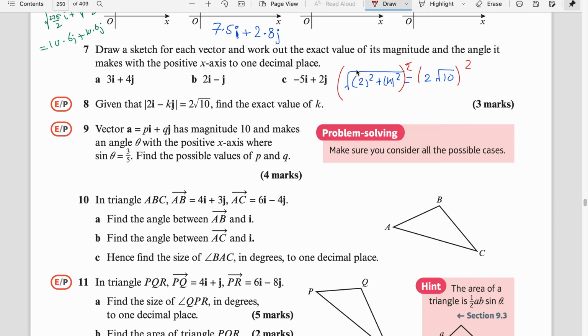So when you take square, this becomes 4 plus k square is equals to 4 times 10 is 40. So k square is equals to 40 minus 4. k square is equals to 36. Square root both sides. k is equals to plus minus 6. Getting it?